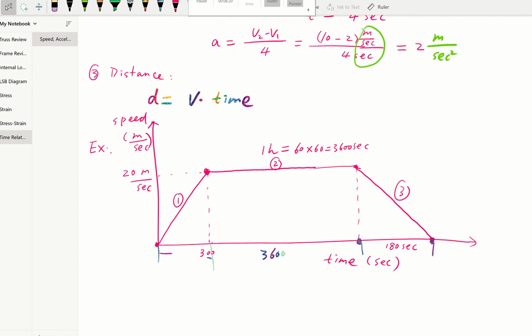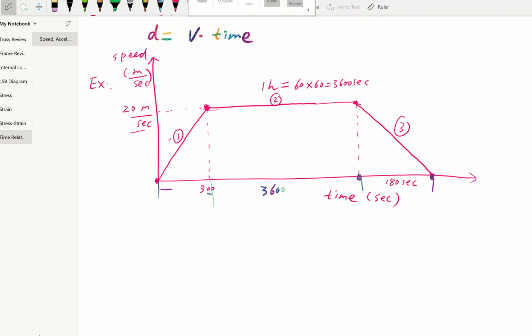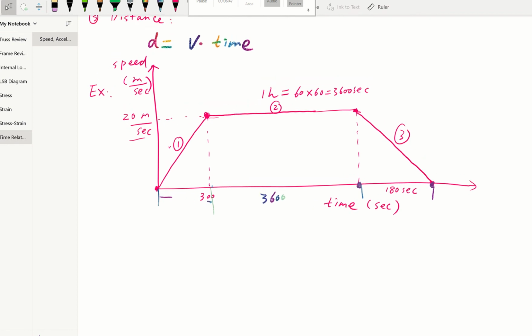So, recap: stage 1 is where you accelerate from 0 speed to 20 meters per second, and then you have smooth sailing for about 3,600 seconds at this constant speed of 20 meters per second. Then you decelerate for 180 seconds from 20 meters per second to 0. Okay, so there are a few things we can figure out from this graph.